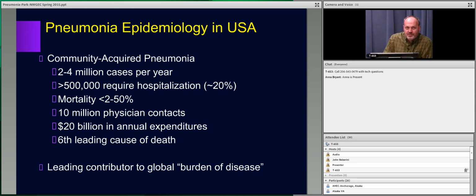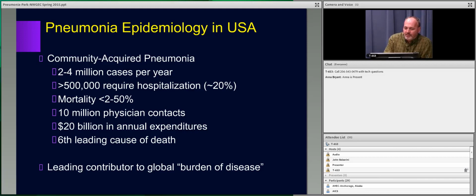So what's the deal with pneumonia epidemiology, at least in the United States? There are probably 2 to 4 million cases per year. 500,000 require hospitalization. That's about 1 out of 5 pneumonia cases. The mortality varies a lot, which we'll come back to, but it can be anywhere from 2% to 50%, depending on the patient and the site of care.